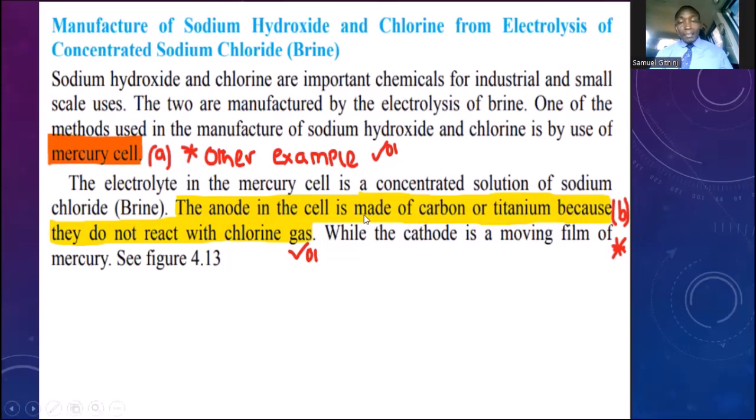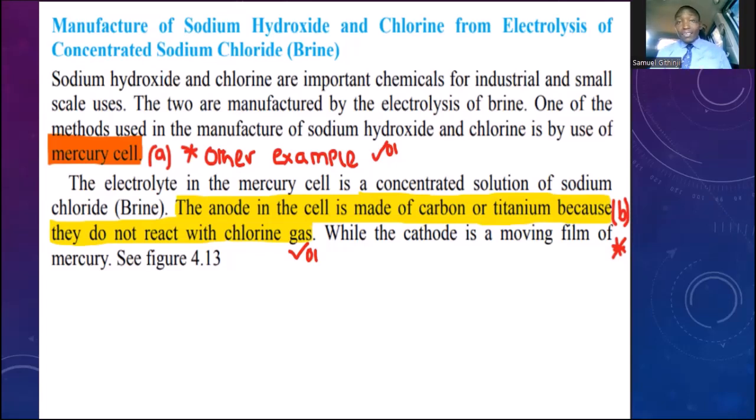But before that, we can answer part B. The electrolyte in the Mercury cell is concentrated sodium chloride, yes, brine. The anode is made of carbon, that's graphite, and titanium, because they do not react with chlorine. So the answer for the question is almost there. Why can't we use steel? Steel is made of iron, so the iron in steel can react with chlorine.